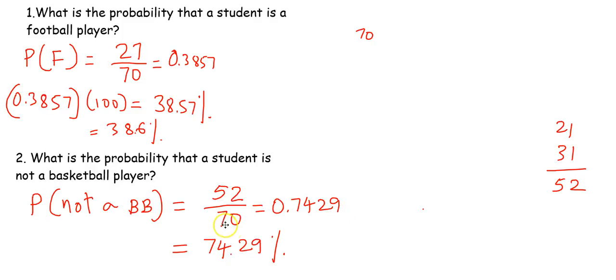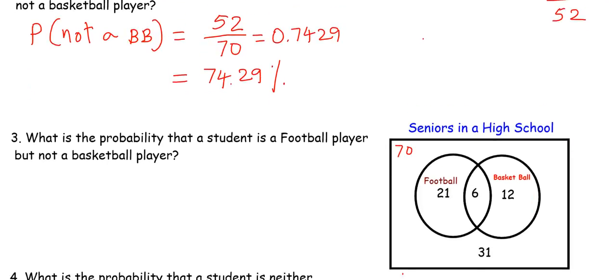0.7429, and in order to find the percentage we have to multiply this by 100. On multiplication, the decimal point moves by 2 digits to the right, hence you have 74.29%. Now in the next question we are looking for this.